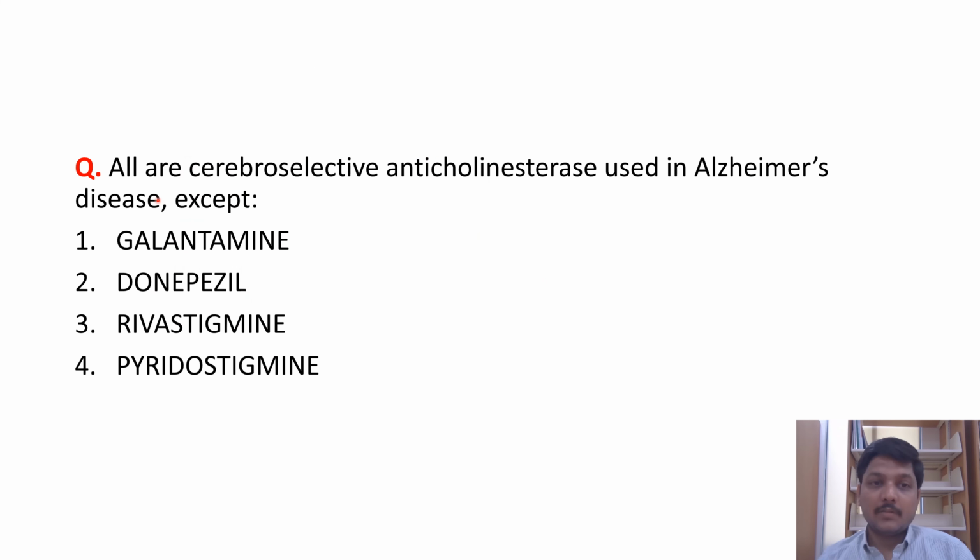Coming to a few MCQs: all are centrally acting anticholinesterases used in Alzheimer's disease except galantamine, donepezil, rivastigmine. We have seen this in an earlier slide, but the answer will be pyridostigmine. Why pyridostigmine? Because all these three are tertiary amine compounds. Sorry, pyridostigmine is a quaternary amine compound.